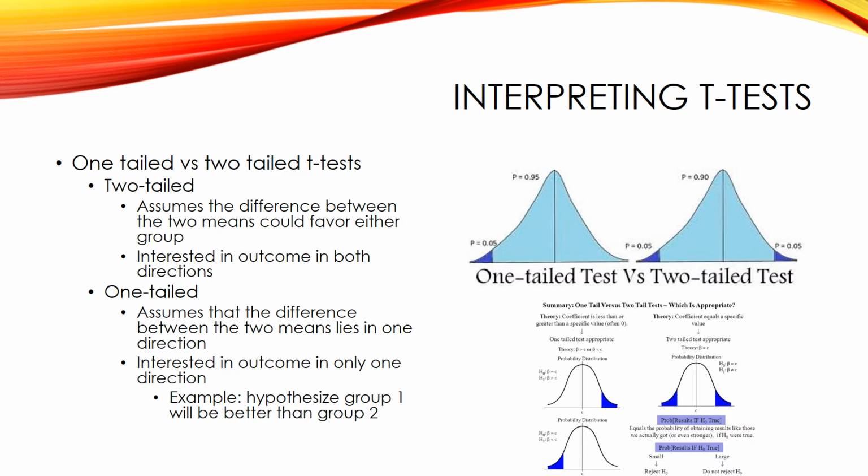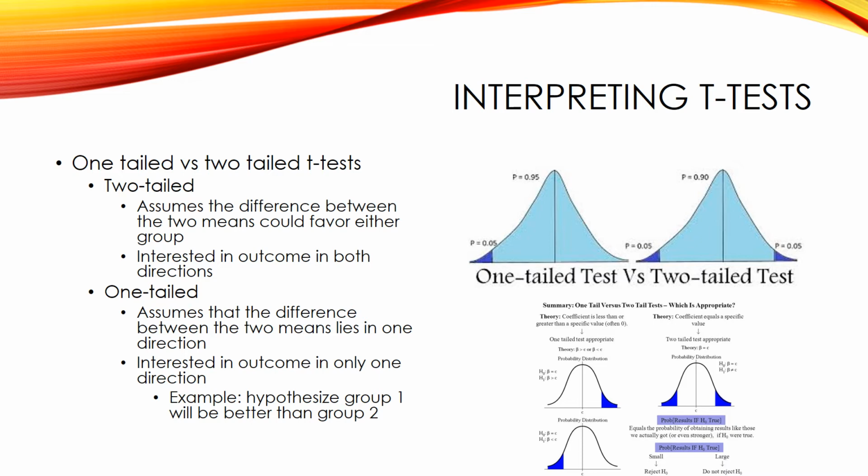Now, interpreting the t-tests, you can do a one-tailed or a two-tailed t-test. Basically, a two-tailed assumes that the differences are going to occur in two different directions from the mean. So if you look at the picture on the right where it says two-tailed, you know that the changes could go one way or the other from the mean.